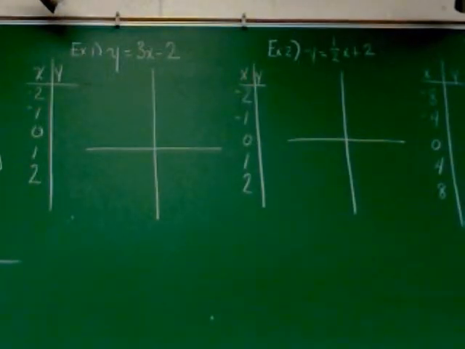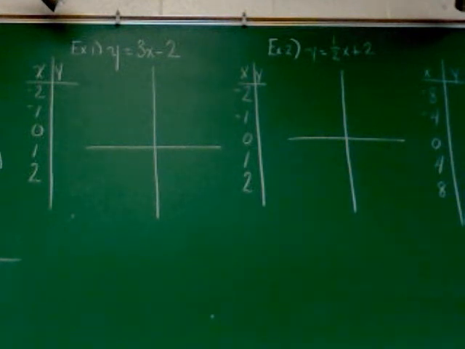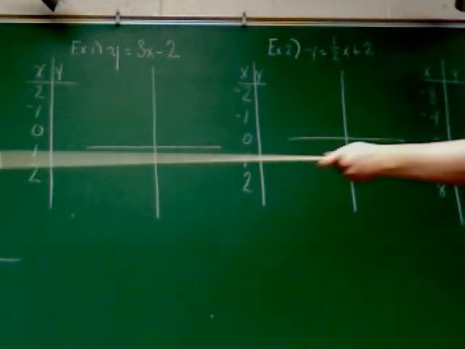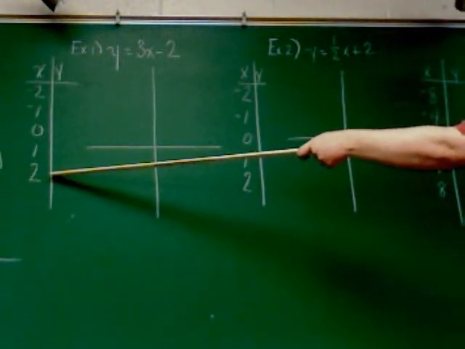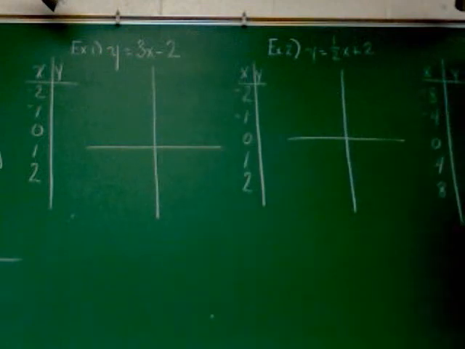Okay. Let's go to example 1. y equals 3x minus 2. Now, as you can see, I did make one slight change in this problem. I have the table going this way now instead of this way. Usually, I do have the table going this way. Okay, so let's start at the bottom here with 2, and I'll work up.